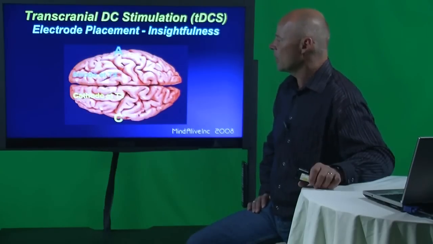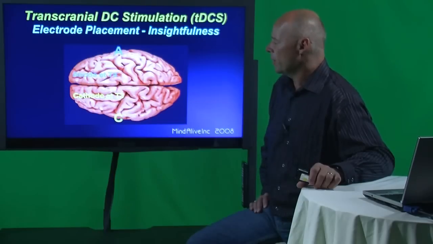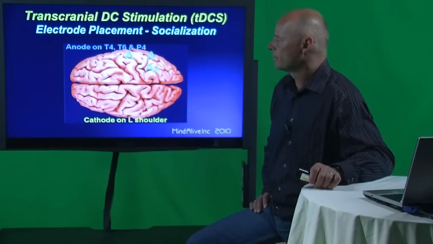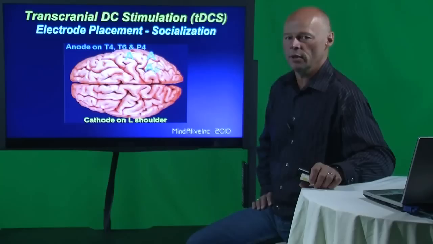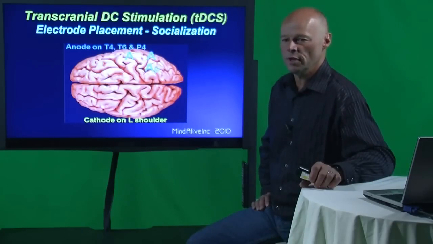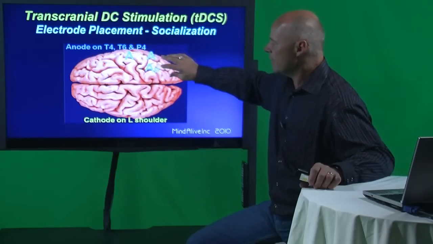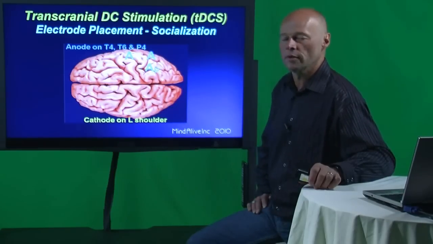For insightfulness, a study has shown that putting the anode on T4 and the cathode on T3 has boosted insightfulness. Studies have also shown to boost socialization, it helps to increase awareness of social cues such as body language, facial expression, verbal intonation, and so on. This can be done by placing the anode at different sites along the temporal lobes and right parietal cortex, and using the contralateral left shoulder for the cathode.